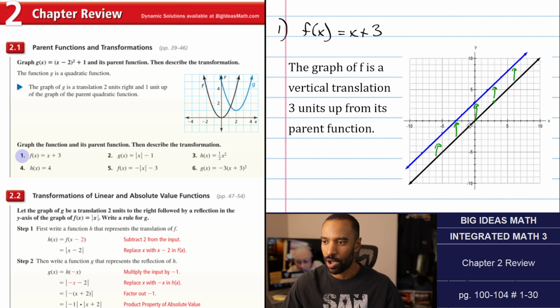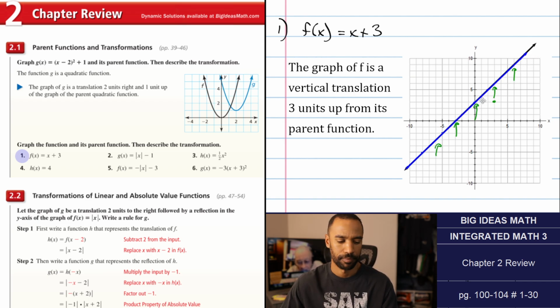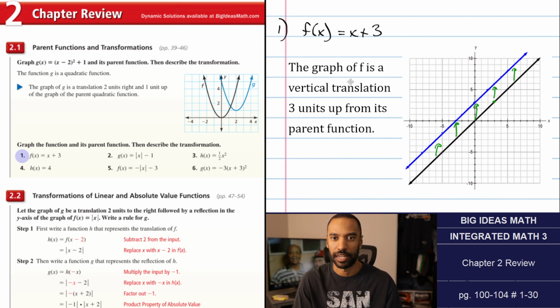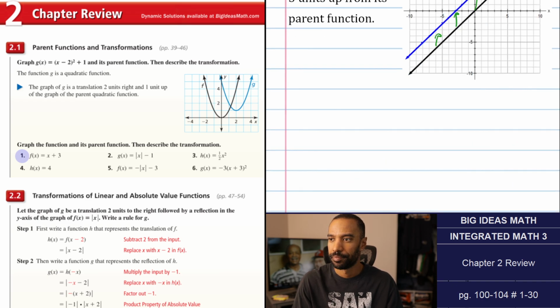I can literally take this and go up 1, 2, 3. And that's all that it is. There's no other change than that. There's no reflection, yada, yada. I'm sure we're going to hit some, but not in this one. That's number one. Number two.